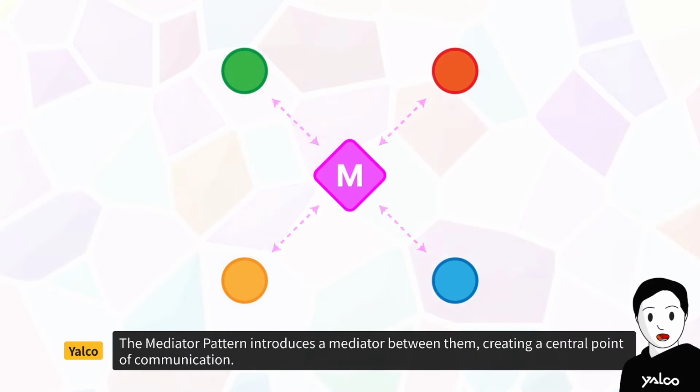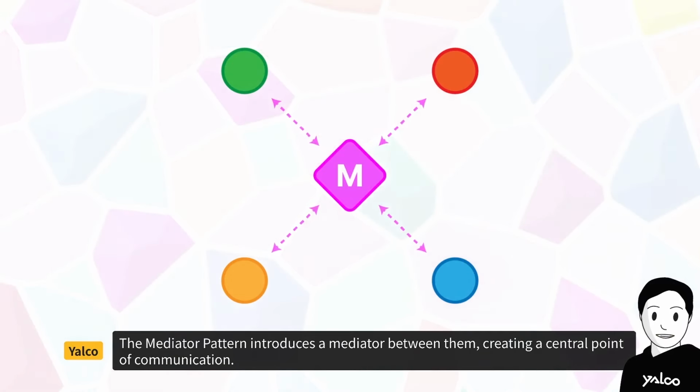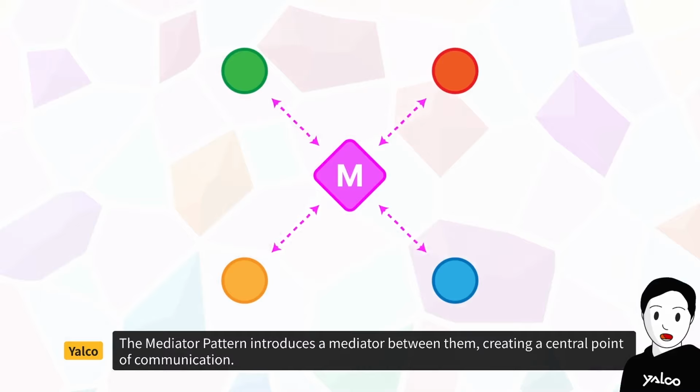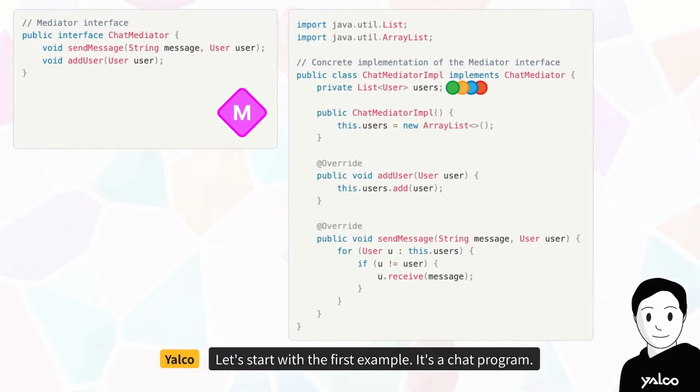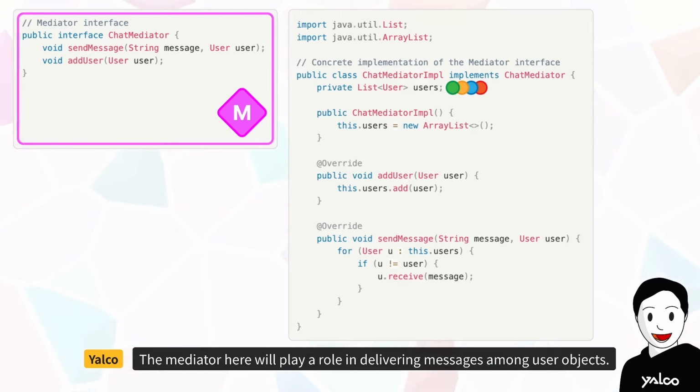The Mediator pattern introduces a mediator between them, creating a central point of communication. By having the objects depend on the mediator, it helps lower their coupling and improves maintainability. Let's start with the first example. It's a chat program. The mediator here will play a role in delivering messages among user objects.